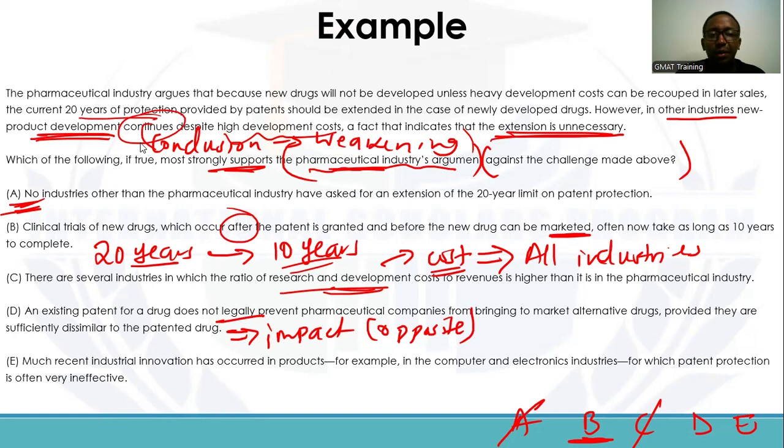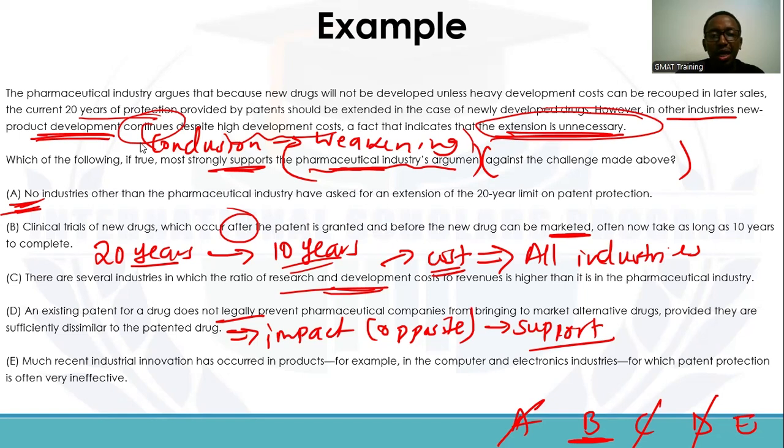But if a patent doesn't legally prevent any other company from making a replica of your drug, as long as it's sufficiently dissimilar, it means that the patent now actually becomes weaker. And if the patent is weaker, it means even an extension won't be necessary. So this supports the conclusion that we should be weakening. So it has an impact, but an opposite impact. We can eliminate D.